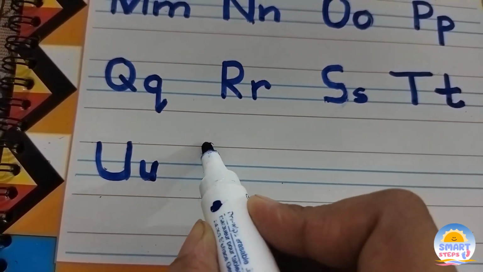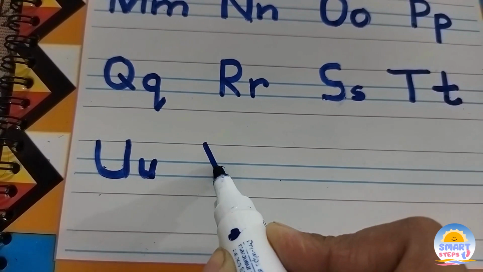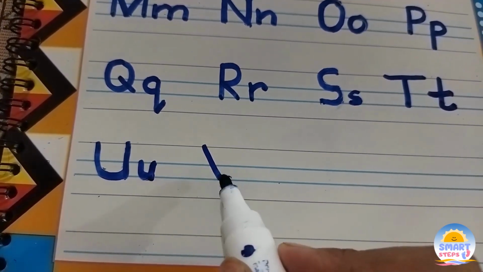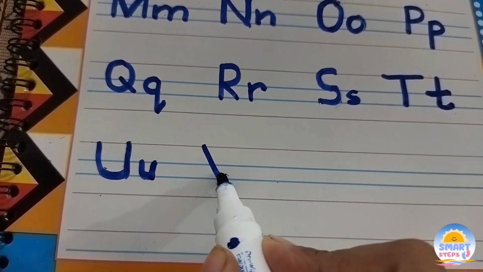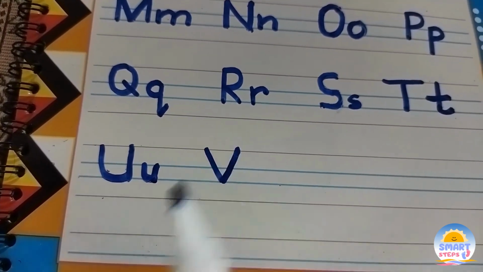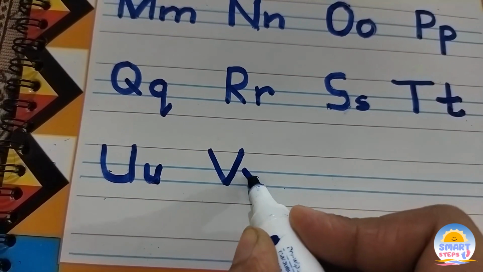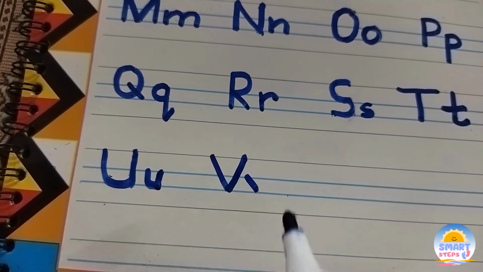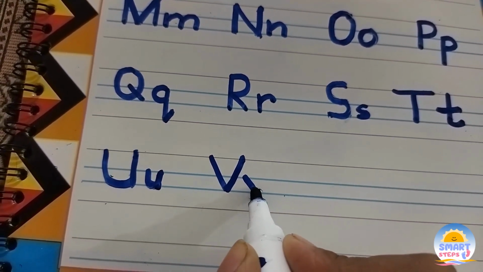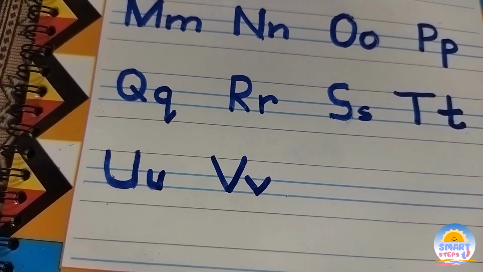Uppercase V, a slanty line from top to bottom and another slanty line from bottom to top. In the same way, lowercase v, a slanty line in the middle to bottom and another slanty line from bottom to middle.